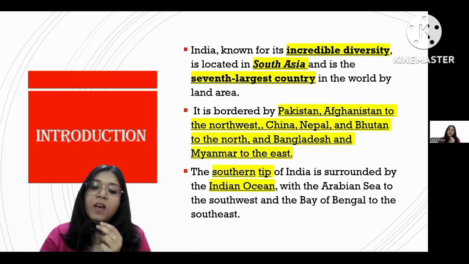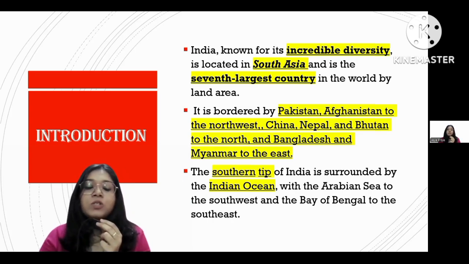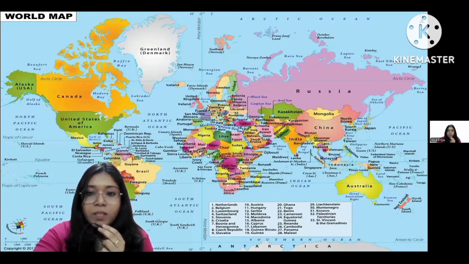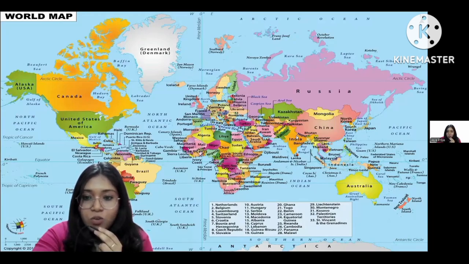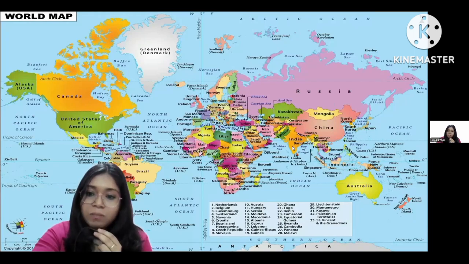And at the southern tip we have the Indian Ocean, with the Arabian Sea to the southwest and the Bay of Bengal to the southeast. This is the map of the world, and here we have India. So we can see it is situated in Asia, in the southern part.